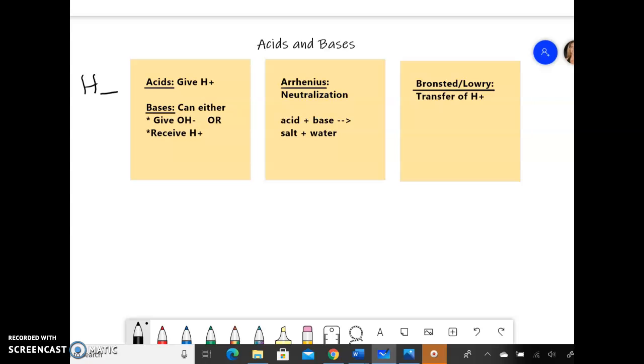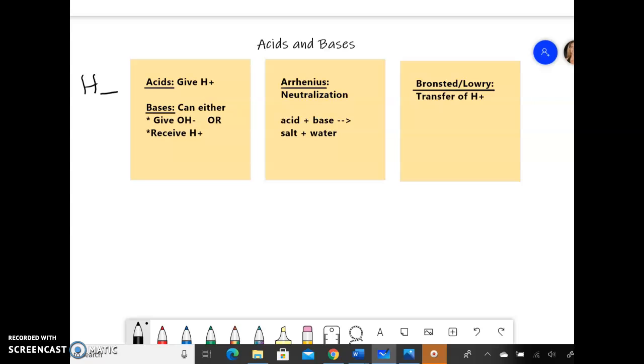Bases can do one of two things depending on which definition you're looking at. Bases can either donate hydroxide, so OH minus is hydroxide. So things that have hydroxide, like calcium hydroxide, if you put it into water and it dissolves and you accumulate OH minus, that's going to be a base. Or they can receive the H plus. So if they take H plus out of the solution, that's called a base. So they can do one of two things, depending on these two definitions that we're going to talk about next.